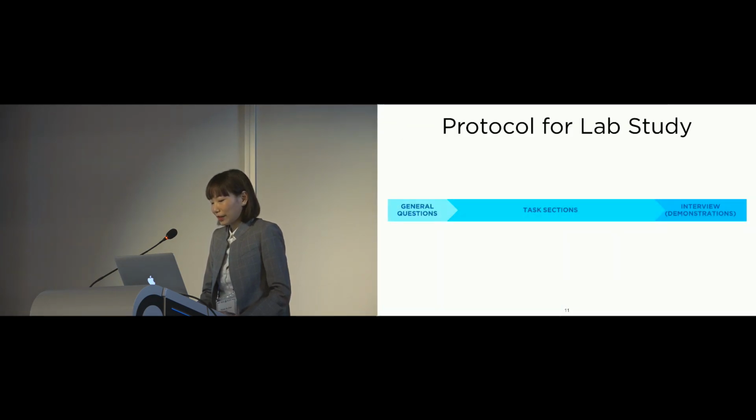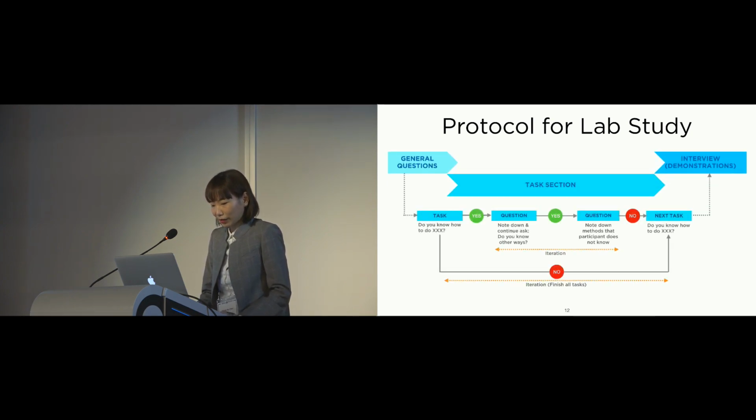So we have a procedure in 3 parts: general questions, a task section, and an interview section that contains a demonstration. After filling out the general questions about their background and experience with the iOS system, participants enter the task section where we observe if they know about Swhidgets before we show them. During this section, I ask participants to show me all the input methods that they know to solve the task. For instance, asking, do you know how to turn on the Wi-Fi? And then, do you know other ways to turn on Wi-Fi? I will ask the question until they don't know any.